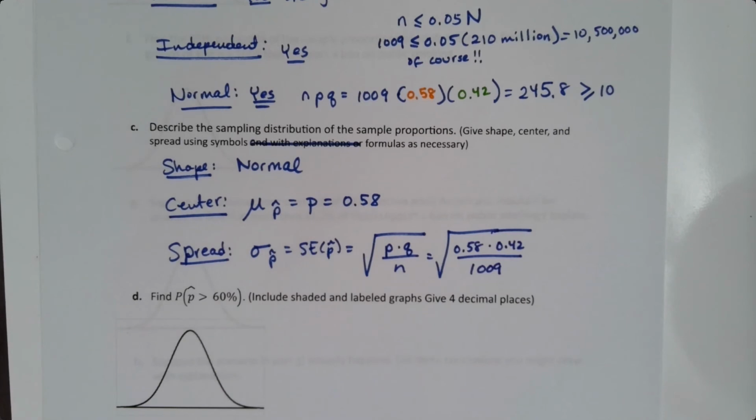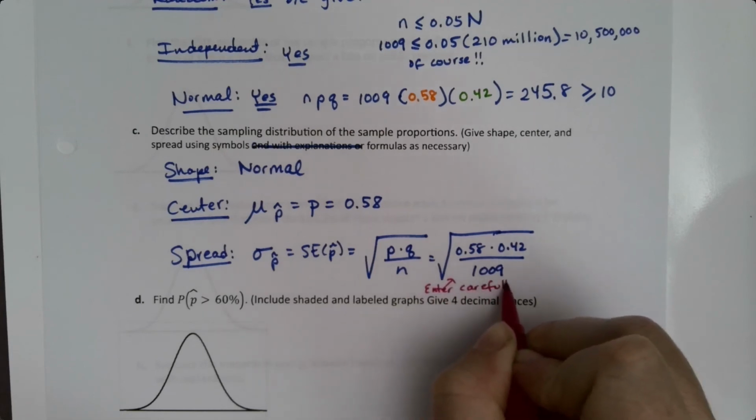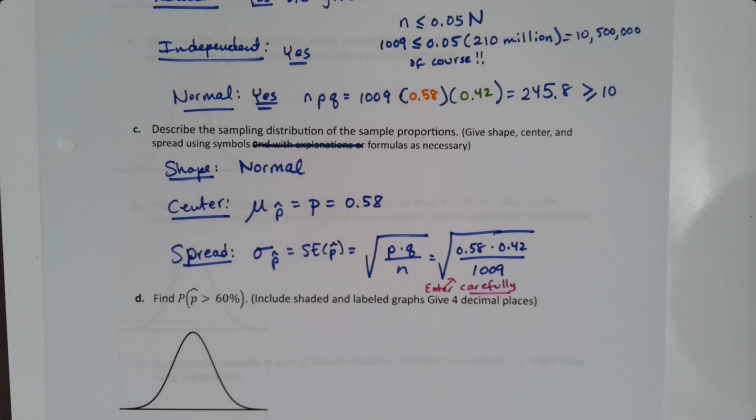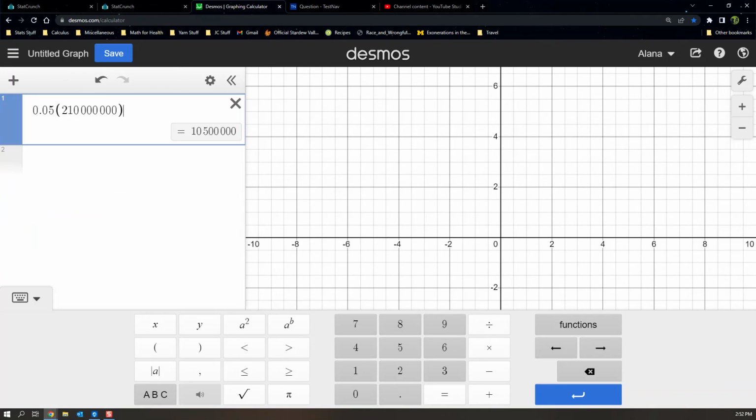All right, again, I will reiterate, type this carefully into Desmos or your calculator, right? You have to enter those values very carefully to get this to work. All right, so I'll hit the square root button, and it's easiest if you just hit division right away. So if you hit division right away, then you have it. So 0.58 times 0.42, and then 1009, and I get 0.0155379, so 0.015538. So remember, we want a lot of decimal places for that one.